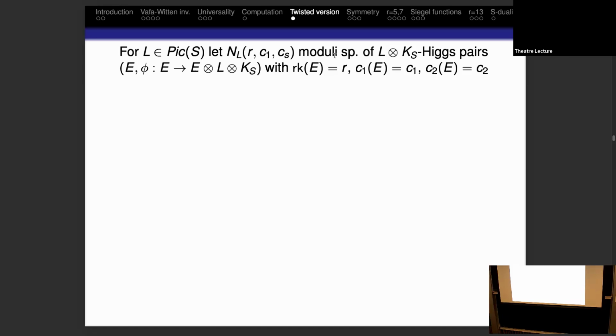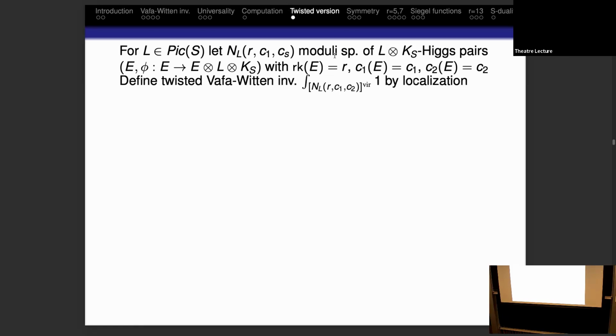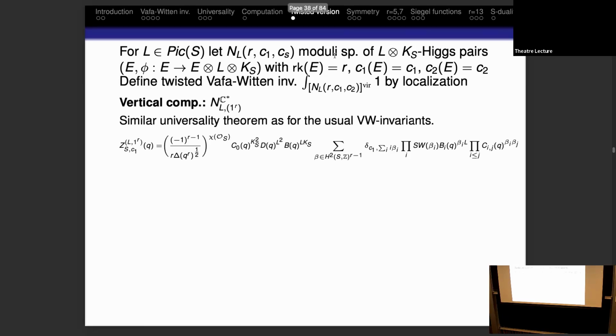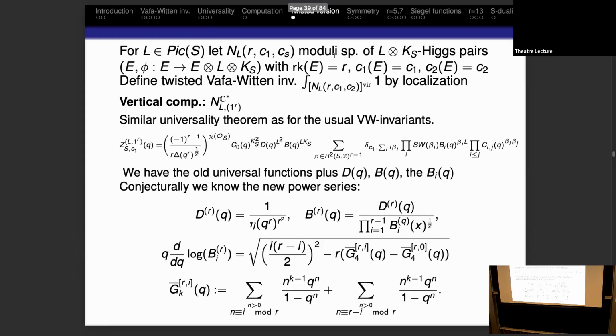Again, we have the same situation, and we have such a virtual fundamental class, and we can define the twisted Vafa-Witten invariants by integrating 1 over the corresponding moduli space. Then we again have the vertical component and the horizontal component. The same proof as Laarakker's proof, with tiny modifications, will prove the corresponding universality formula, which is basically the same as we had for Laarakker, only we have a few more universal power series.